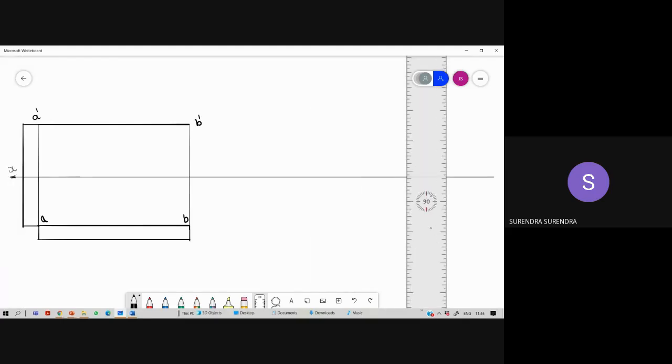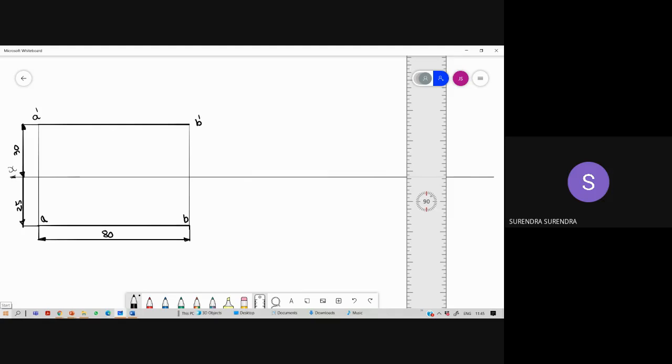And represent the given dimensions: length of the line, and distance from the horizontal plane and vertical plane. Length of the line 80 mm, distance from horizontal plane 30 mm, distance from vertical plane 25 mm.